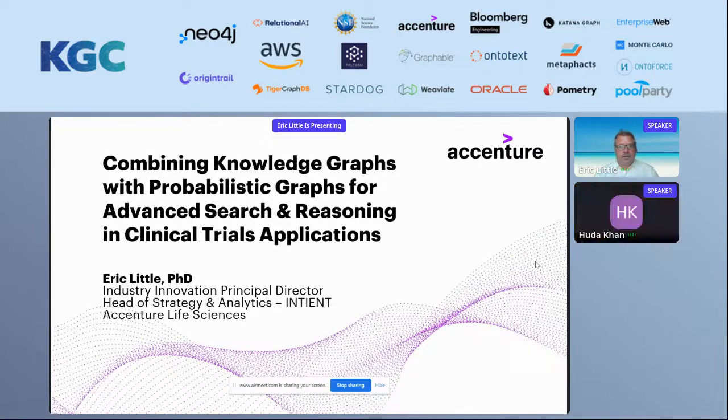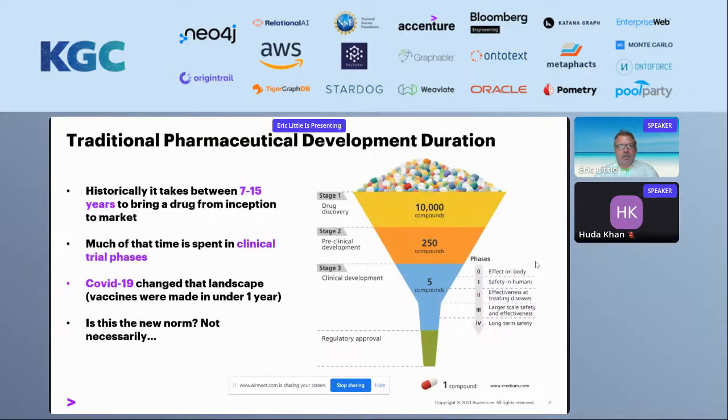Thanks very much. What I'm going to talk about here is some work that we're doing at Accenture that we're really excited about to help drive new kinds of clinical trial development. If we go into the history of clinical trials, historically it takes around 7 to 15 years to bring a drug from inception to market. And a lot of that time is spent, of course, in the clinical trials phases.